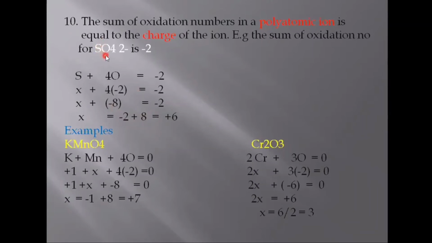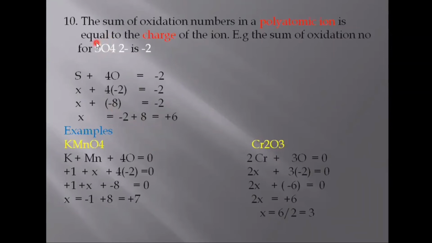You can simply solve this in your mind: -2 multiplied by 4 is -8. What should you put here so that the answer comes to be -2? It is obvious: +6 minus 8 is equal to -2.